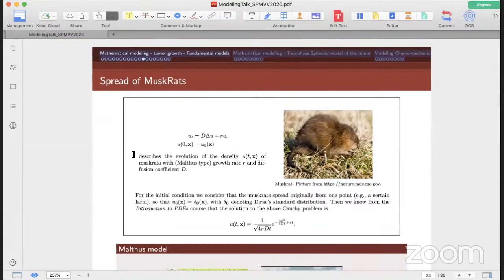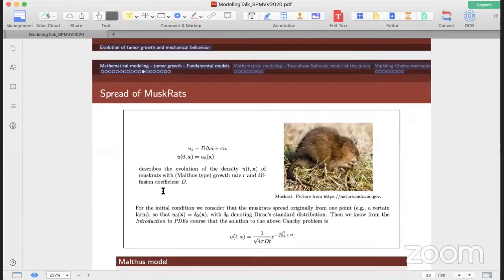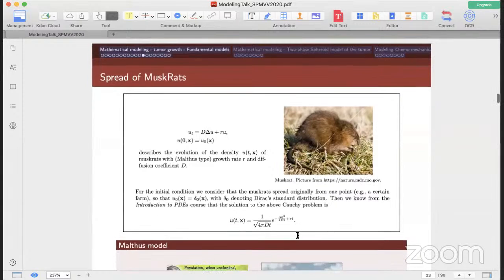Now, the spread of muskrats. A similar diffusion process was used to predict the spread of muskrats in this evolution model. Here, if you assume that at time t equal to 0 this is the population of muskrats, then this model gives the population at a particular time. R is a typical growth rate and D is the diffusion coefficient. Since this is a linear model, people can get the solution of this form, a Gaussian type distribution. The solution is very much available.